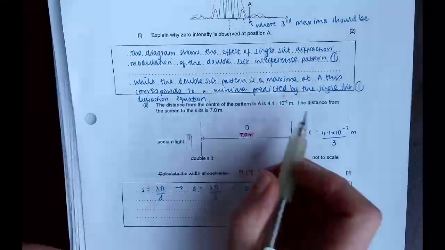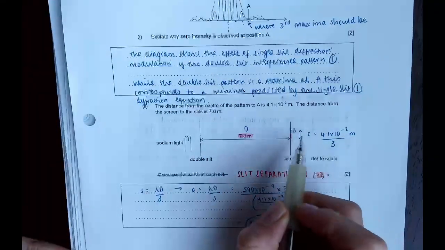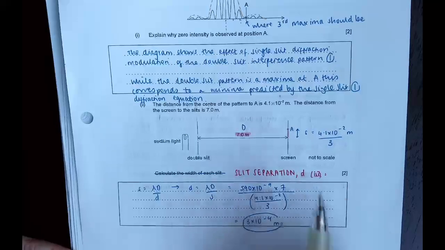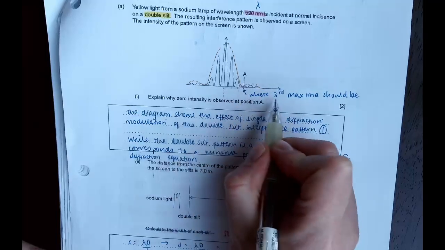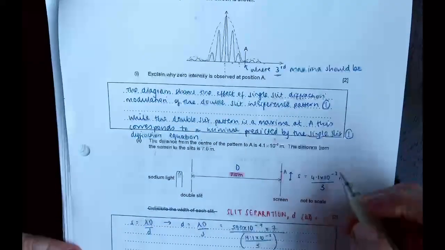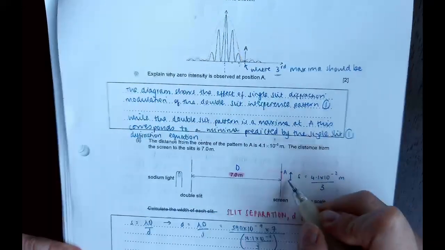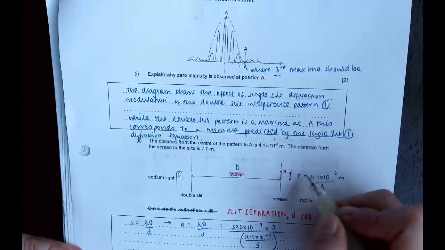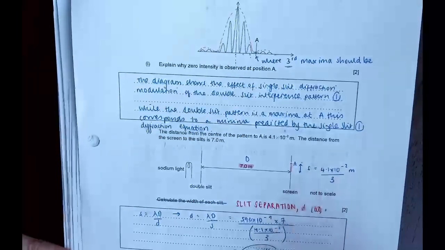We're then basically given the setup where we're given the double slits, we're given the distance to the screen, we are given the distance to A. Now if you look, A would be the position to the third maxima. So this distance here is the distance between 3 fringe separations. So you can work out 1 fringe separation by dividing that value by 3.